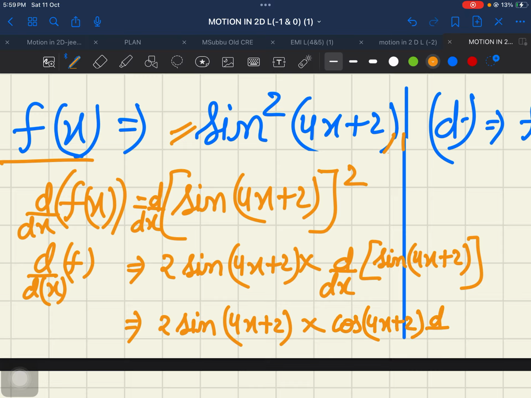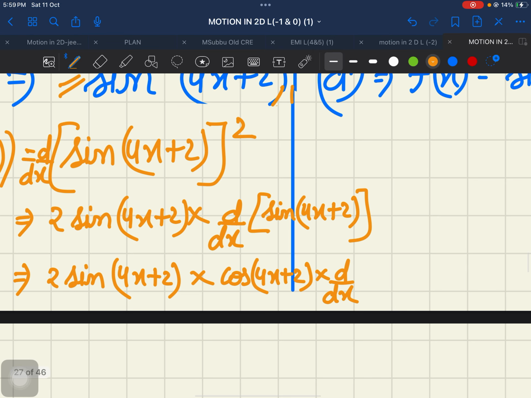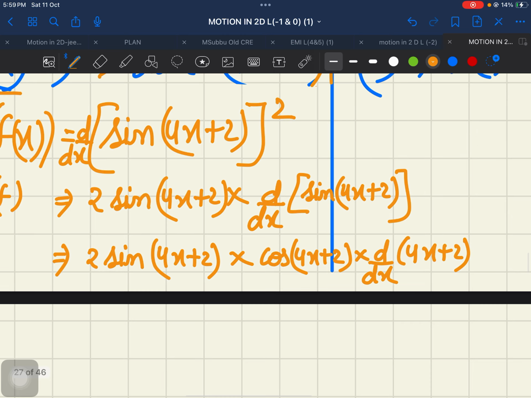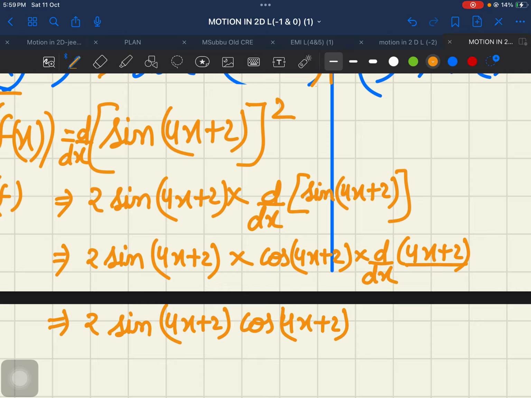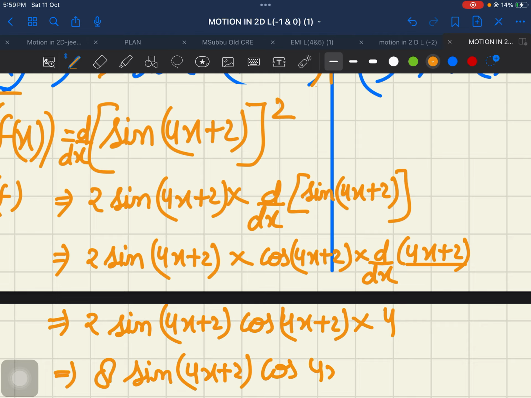Okay, now you have to multiply with the differentiation of the thing that you have considered to be x. Now this time you have considered 4x plus 2 as x. Check, all of you, right? So this time the complete thing is 2 of sine (4x plus 2) as it is, into cos (4x plus 2), and into the differentiation of this 4x plus 2, which is nothing but 4. So your answer is 8 sine (4x plus 2) into cos (4x plus 2).